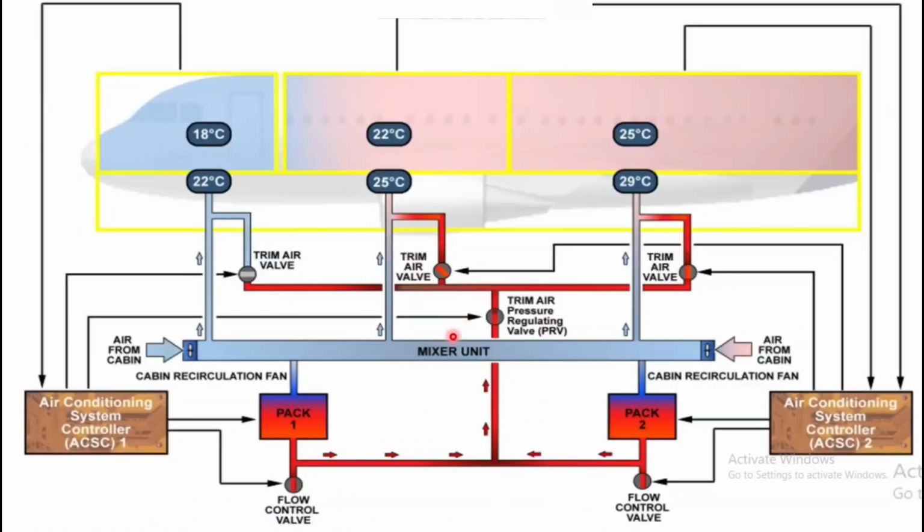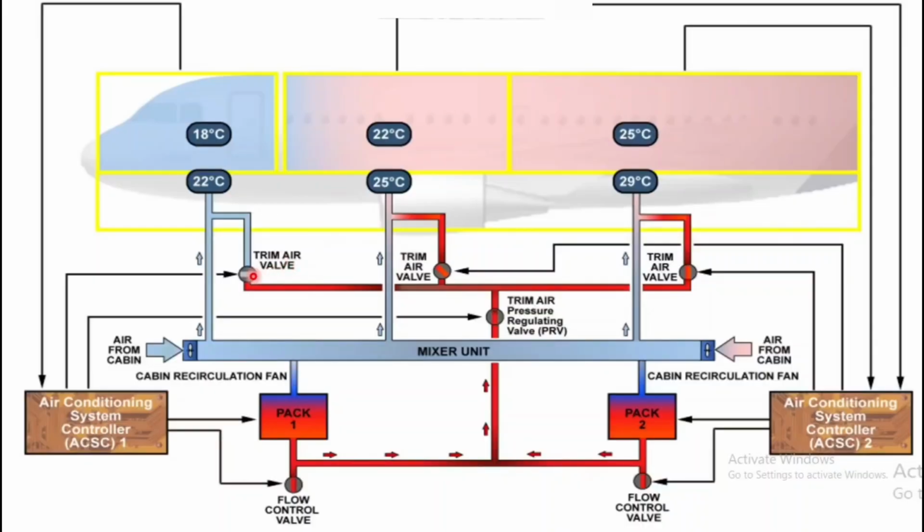About the pressure regulating valve. This is also a pneumatically operated and electrically controlled valve, which regulates the hot air pressure, and this is controlled by the ACSC1 computer. You can see this signal is going to ACSC1. The valve closes upon pressing the hot air push button, and this will close automatically if duct overheat temperature happens, or the cockpit trim air valve fails, or both cabin trim air valves fail. During this situation, this valve will close automatically.